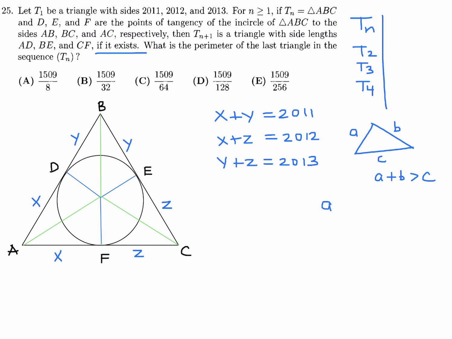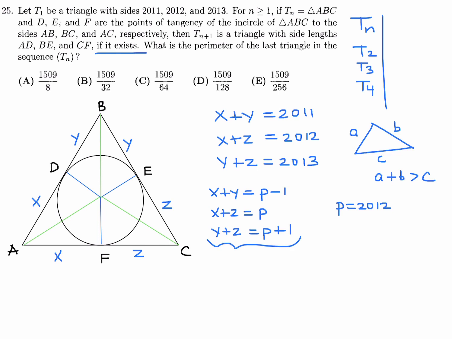So to do that, I will let just something equal 2012. So I'll let, say, p equal 2012. If that's the case, this becomes x plus y is equal to p minus 1, x plus z is equal to p, and y plus z is equal to p plus 1. And then now I can solve. So solving these, let's see, the first one I can do, I can subtract.